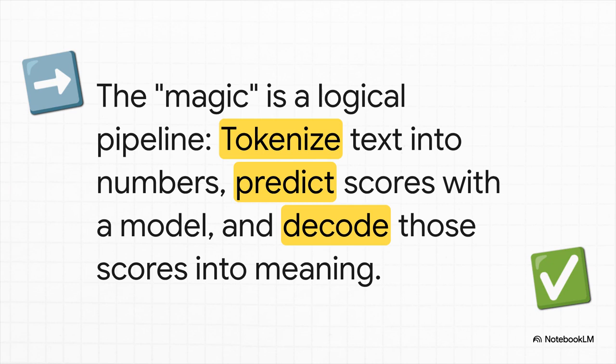That magic we started with, it's really just this elegant 3-step pipeline. Step 1, tokenize the text into numbers. Step 2, feed those numbers to a model to get raw scores. And Step 3, decode those scores back into a human-readable answer. That's it. That's the whole trick.